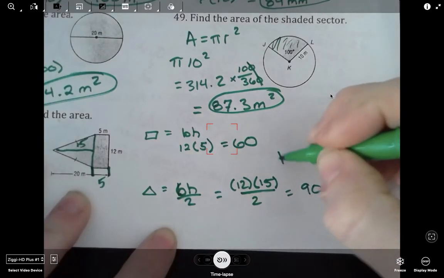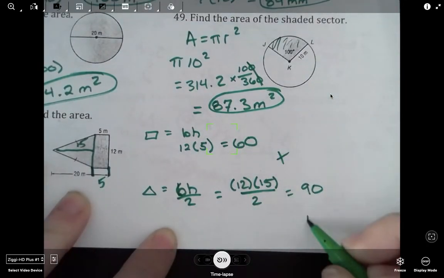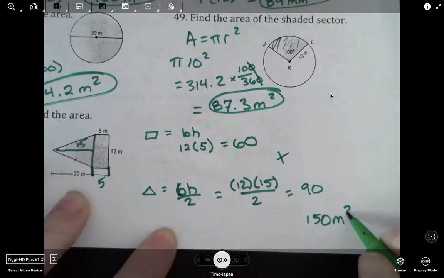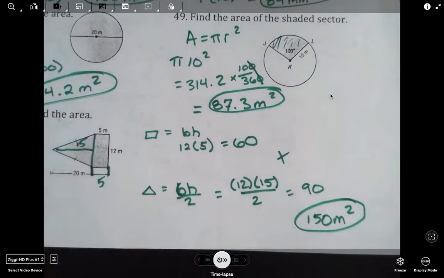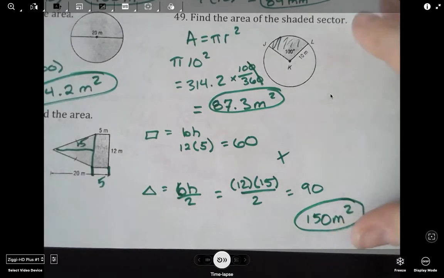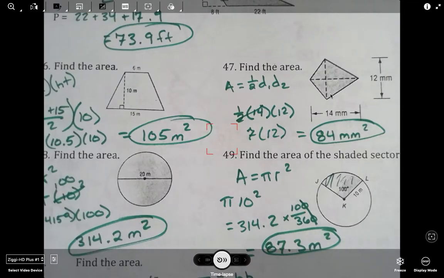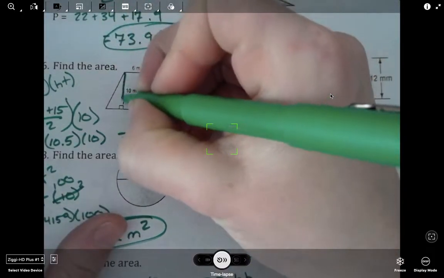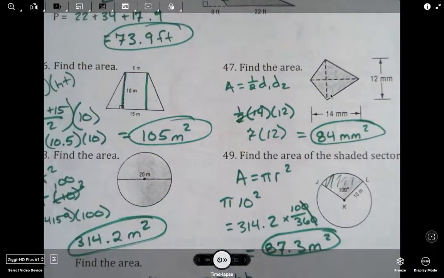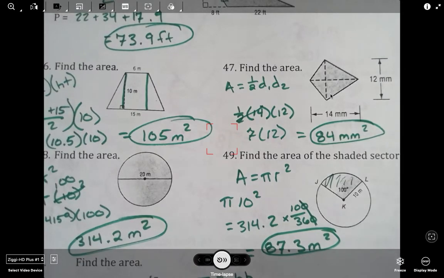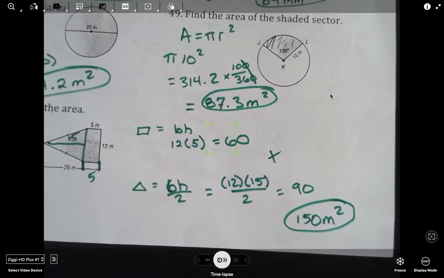Then add those 2 together. 150 meters squared. Okay? So they might have two shapes kind of stuck together. It's called a composite figure, and you'll just have to separate them and add the areas together. Really, if we couldn't remember the area of a trapezoid and I had everything ready to go, I could separate this into 3 pieces. A triangle here, and a rectangle in the middle, right? That's what I could have done for the trapezoid if I have all the units and everything. Okay? So there's that. Good?